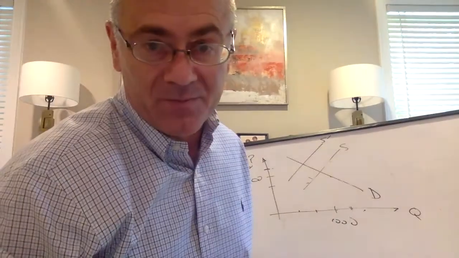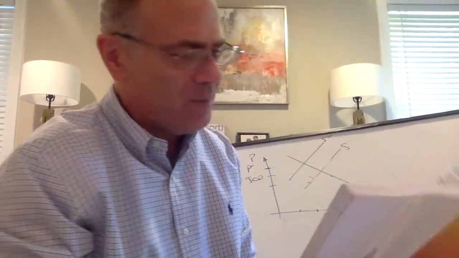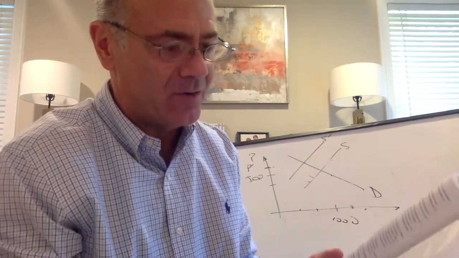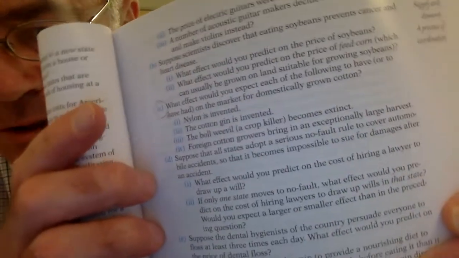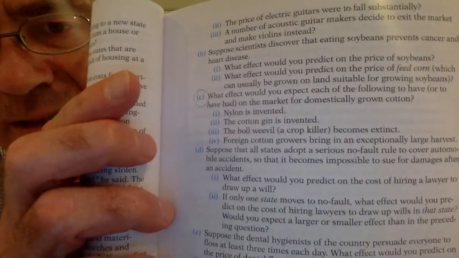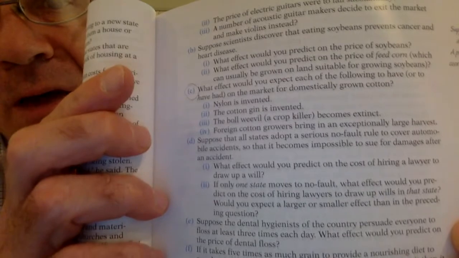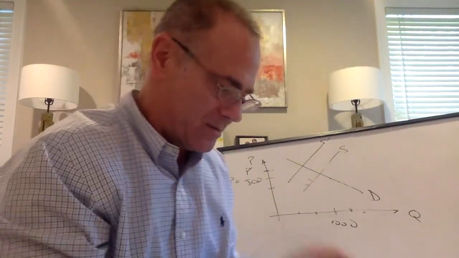So it would look like that. Okay, that would be part 3. Okay, I'm going to skip B. I'll encourage you to do that on your own. Now let's do C. What effect would you expect each of the following to have on the market for domestically grown cotton?